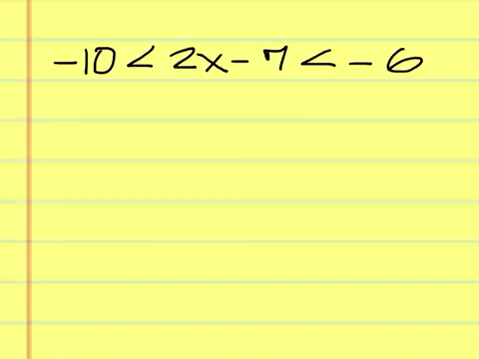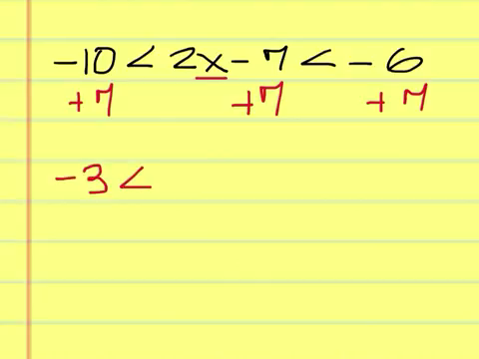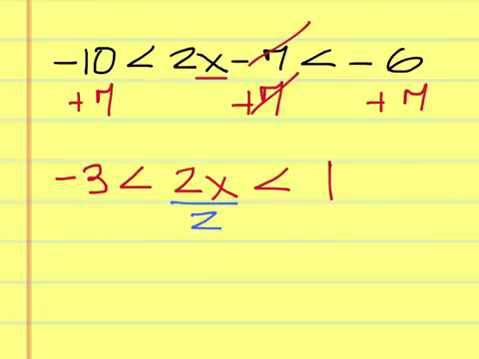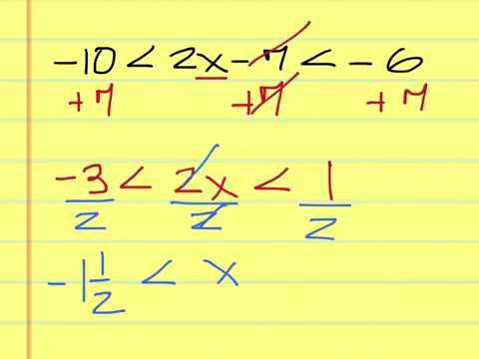To solve this compound inequality, we have to get the x by itself. And the first step to doing that is to add 7 to each section. Negative 10 plus 7 is negative 3. And in the middle, these cancel out. Negative 6 plus 7 is 1. Divide by 2 to get a negative 1 1/2 less than x less than 1/2.